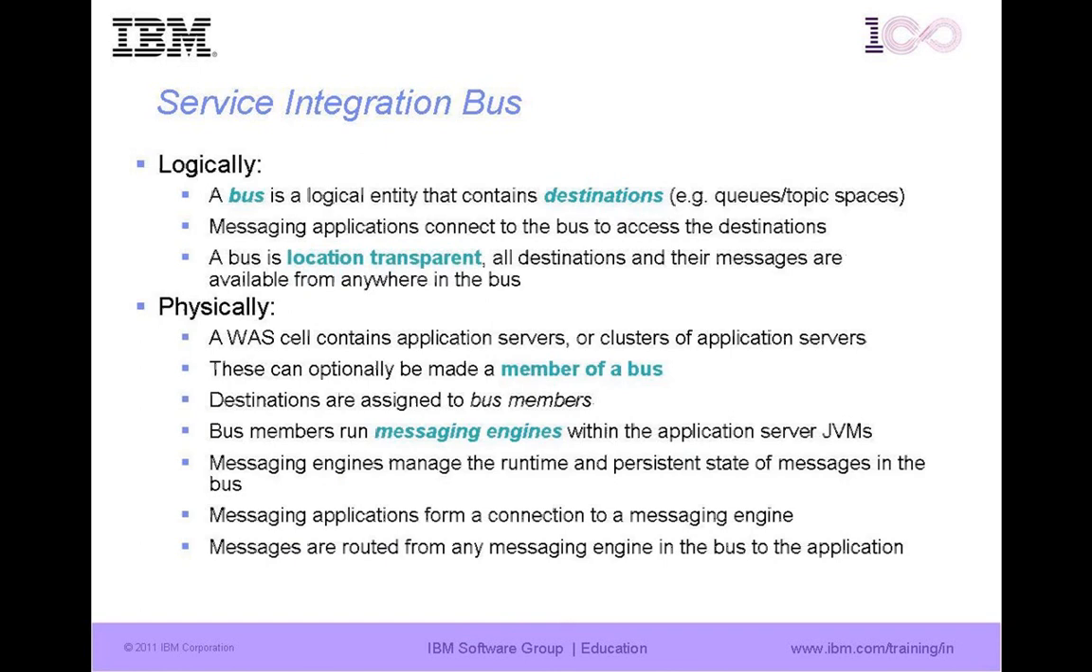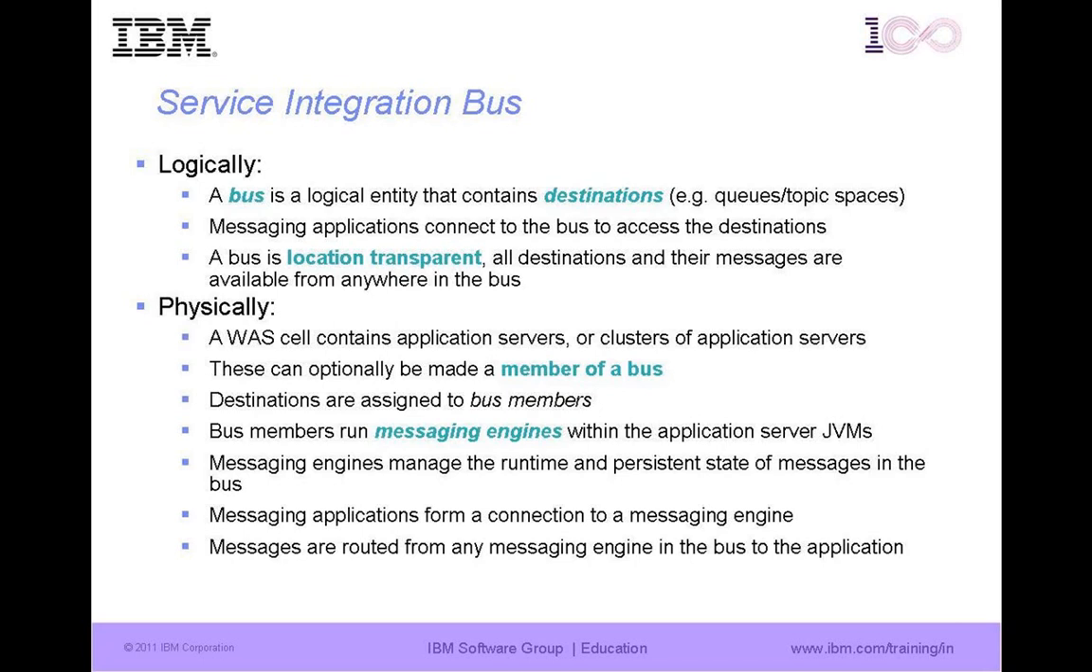As I just mentioned, bus is a logical entity that contains the destinations, and all your messaging applications connect to the bus to access the destination. So your application need not know anything apart from the destination name and the bus itself, right? The underlying resolving of your application connecting to a particular destination and physically getting the message is all something that happens under the covers. From a physical runtime perspective, we have something called a messaging engine, which is the heart of the SI bus.